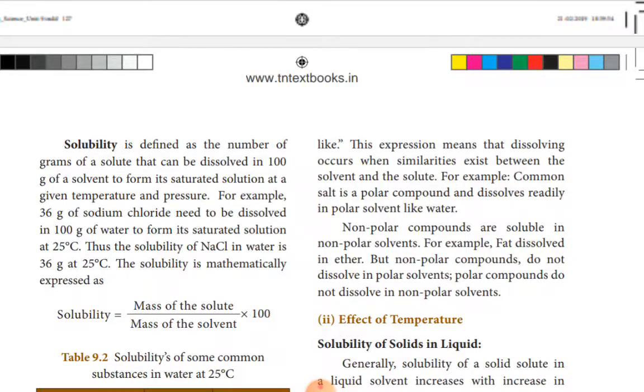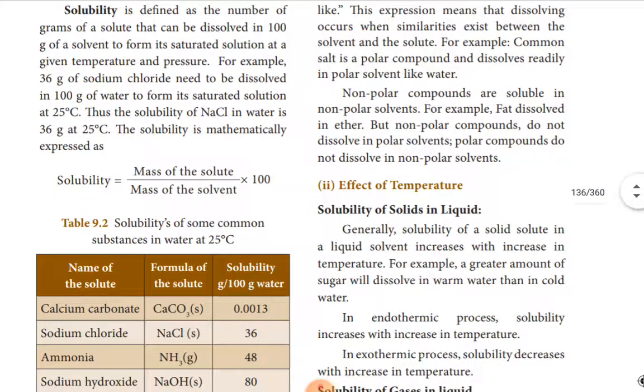Then I will express it in mathematical form. There is a formula to calculate solubility. Solubility is equal to mass of the solid taken. What is the mass of solid? 36 gram. What is the mass of solvent? 100 gram. So 36 by 100 into 100. You can cancel 100. Solubility of sodium chloride is 36 gram. Similarly, you can solve the problem using this formula.